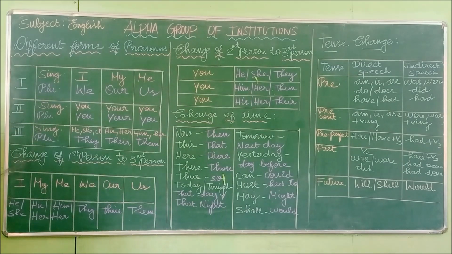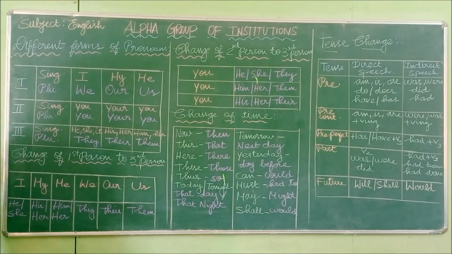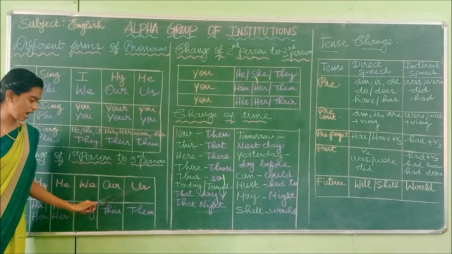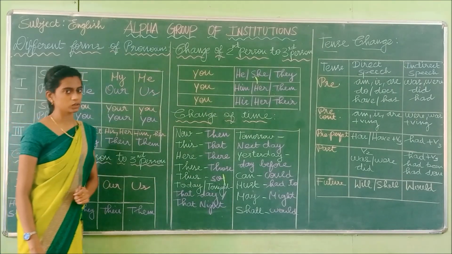The next one, change of first person to third person. How to change the first person to the third person in indirect speech? If the first person is I, we have to change it to he or she. I is the first person and he or she is the third person. My becomes his or her, me becomes him or her. We becomes they, our becomes their, us becomes them. This is the rule to be followed while changing the first person to the third person.